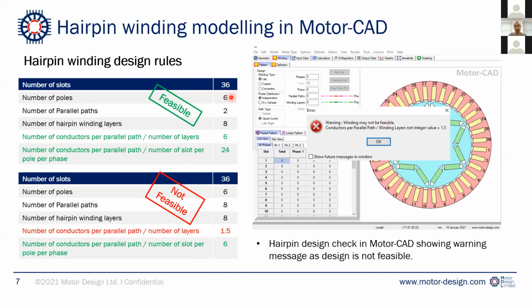So for example, for this one, when we have 36 slots, 6 poles, and number of parallel paths equal to 2, and when we have 8 hairpin winding layers, we can see that these 2 numbers are both integers. So this is a feasible design. On the other hand, for this design, when we change the number of parallel paths from 2 to 8, this number becomes 1.5, which is not an integer, it's a fractional number. So this is not a feasible design anymore.